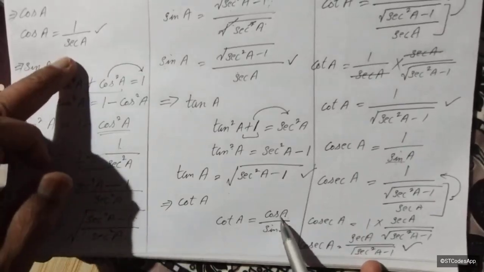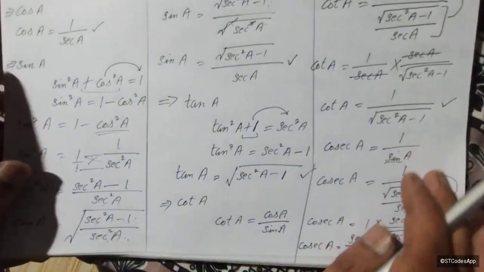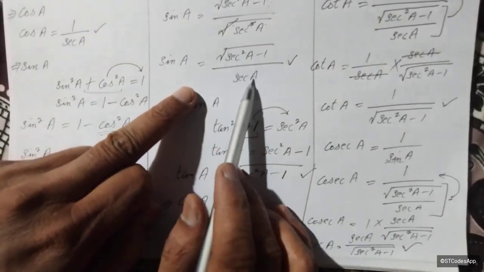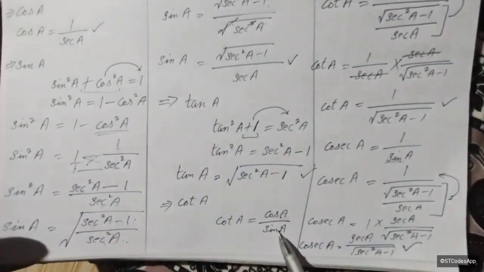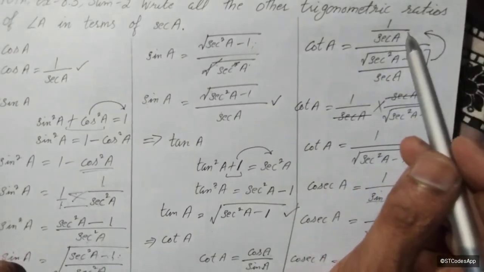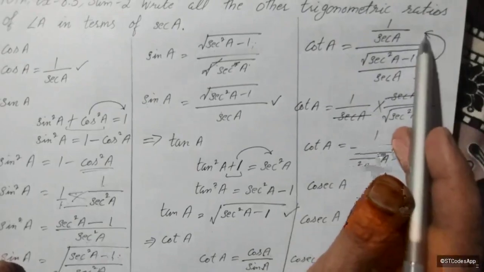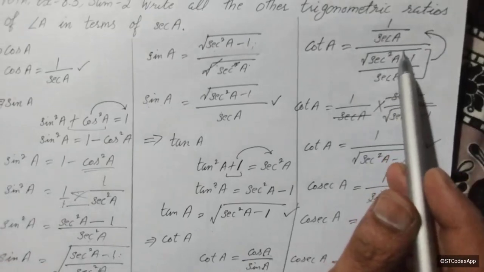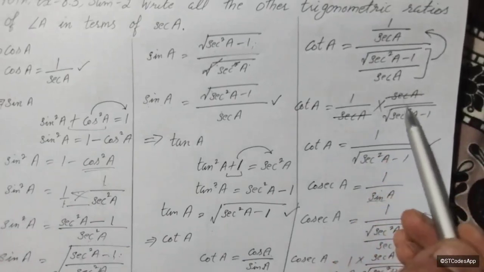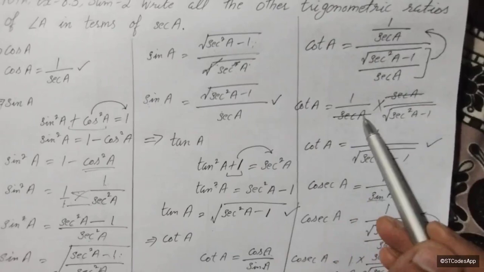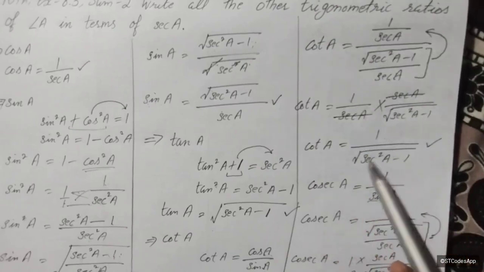Now we fill the values of cos A and sin A, which we already solved. Cos A value is 1 upon sec A, that we filled here. And the value of sin we have is under root sec square A minus 1 upon sec A. So the values of both we filled here. Then we put this part in front of the upper one, and they will reverse: which is downside will go upside, and which is upside will come downside. Here sec A went upside and under root came downside, so sec A cancelled. We are left with 1 upon under root sec square A minus 1.